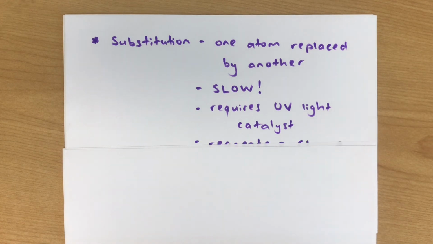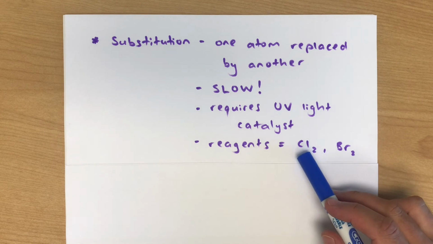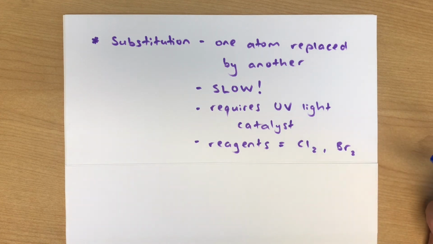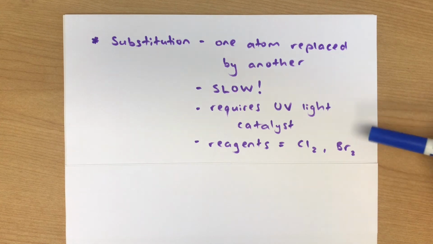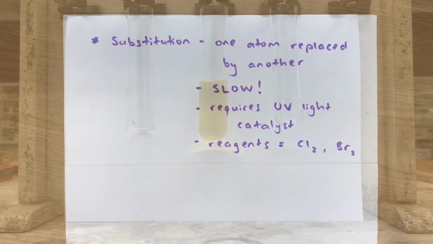The reagents, or the things that the alkanes will react with, will be chlorine, Cl2, typically dissolved in water, or bromine, Br2, also dissolved in water. This is a very pale green yellowy colour. This is a brown colour. And Br2 is the one you'll most typically come across in this type of reaction.